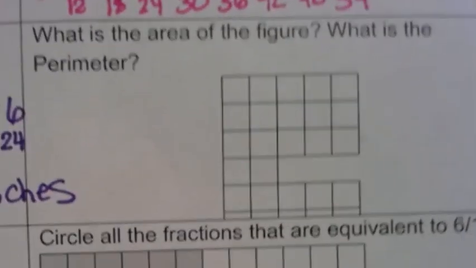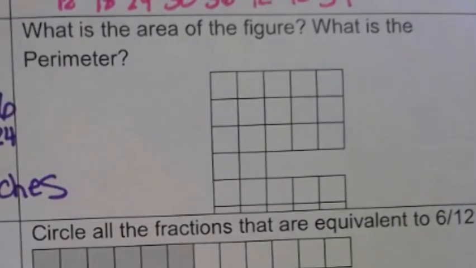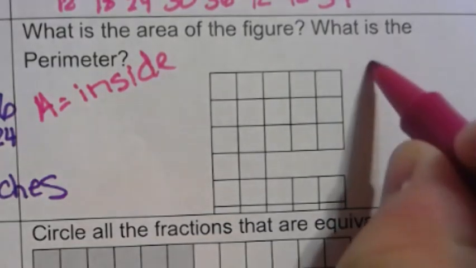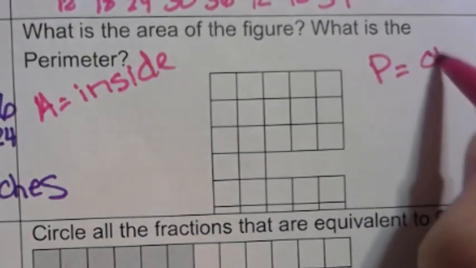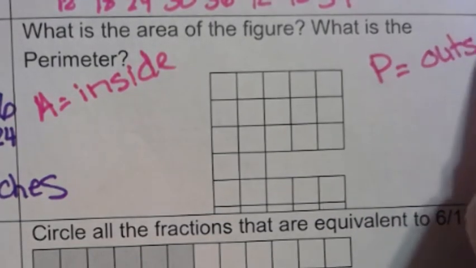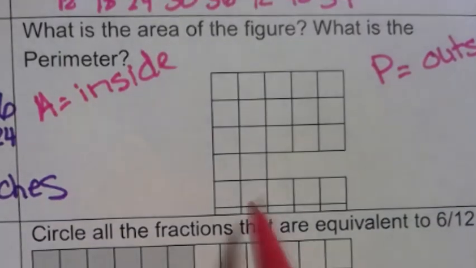All right. We've got another area and perimeter problem today. Area is the inside. Perimeter is the outside, or the fence. This one was a little tricky. We talked about this one earlier. Yes, we did. They messed up.